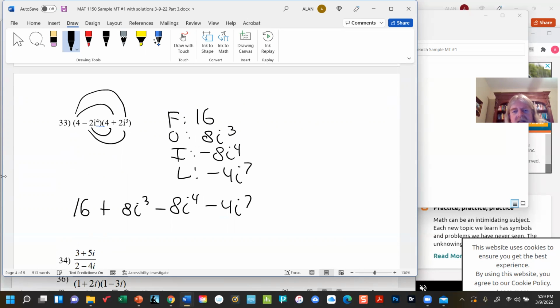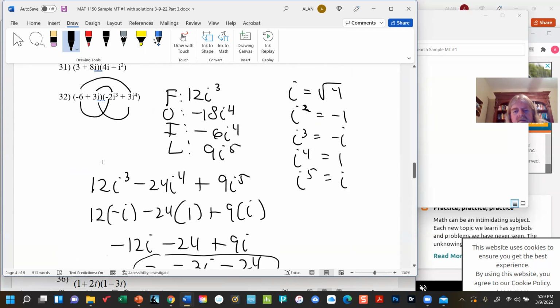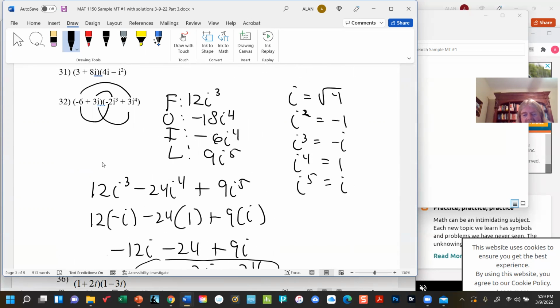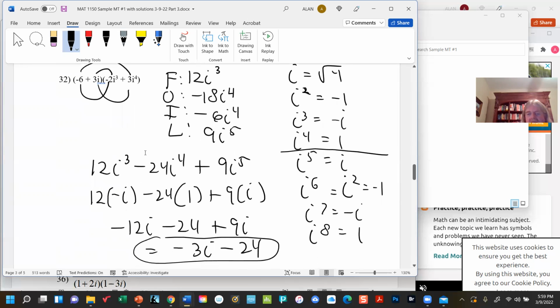Let's go back to this list again. Yeah, we didn't even get that far. i to the sixth is going to be i squared, which is negative 1. And then i to the seventh is going to be negative i. So remember, they cycle through i, negative 1, negative i, and i to the eighth would just be 1 again. So it's like a cycle. Every 4 are the same.